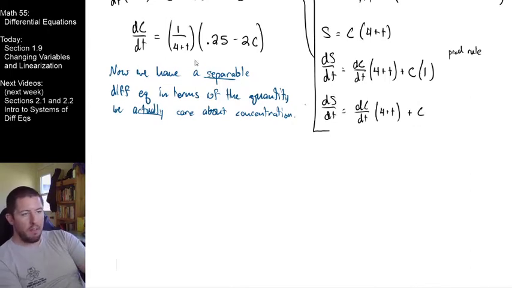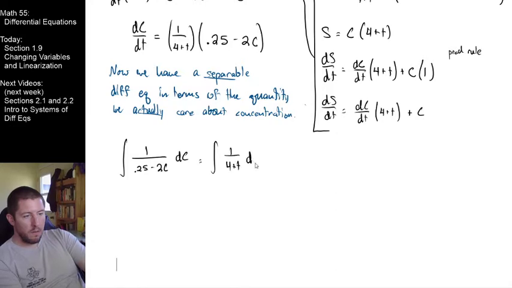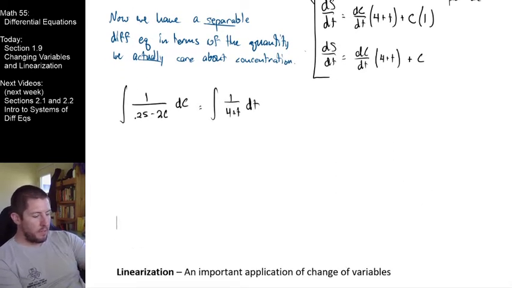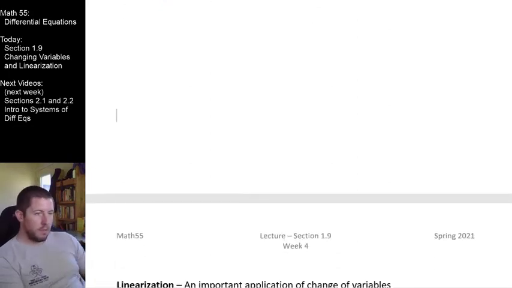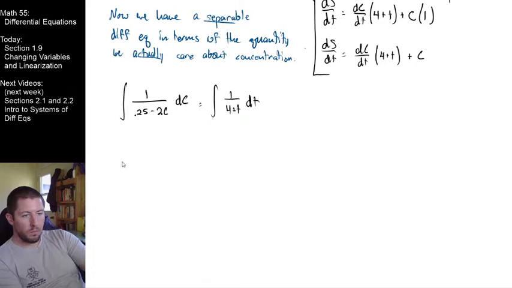So let's take this and see if we can solve it here. It looks like I want to divide over the 0.25 minus 2c to the other side. Looks like we're going to get natural logs on both sides. So I'm going to get this as my natural log, but I know if I were to take the derivative, it would pop out a negative 2. So I need a negative 1 half to counteract that because we just took an integral. Equals the natural log of 4 plus t.